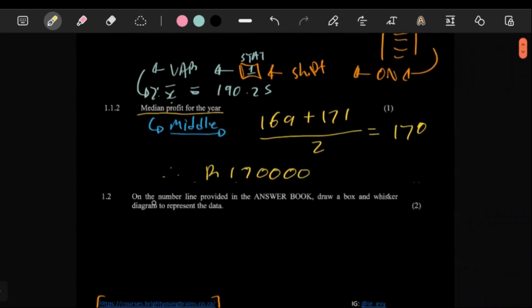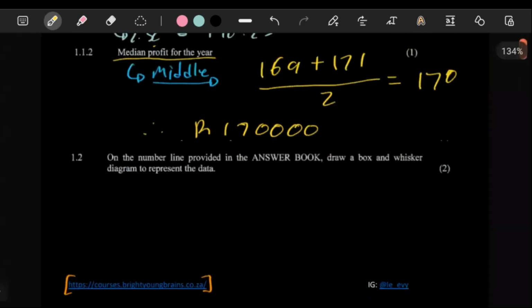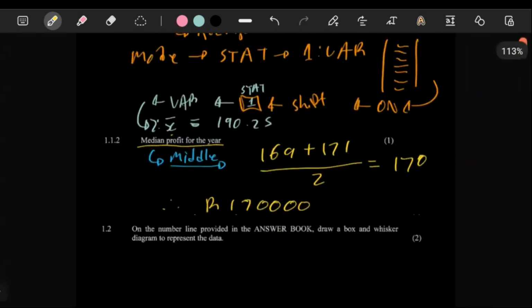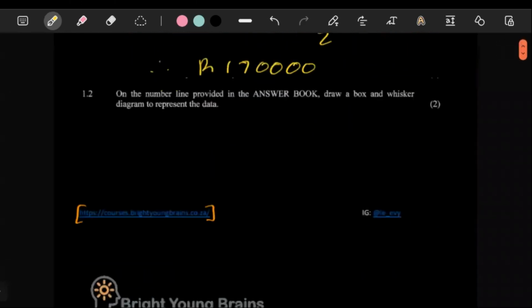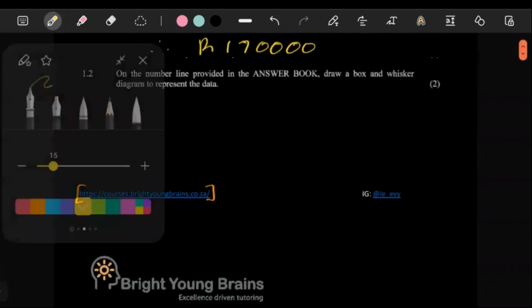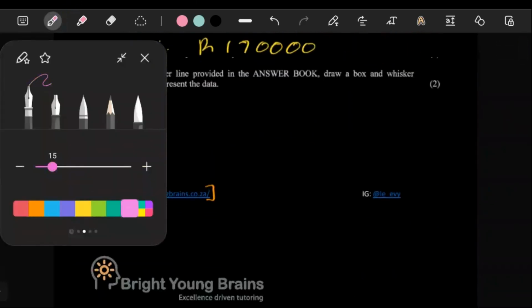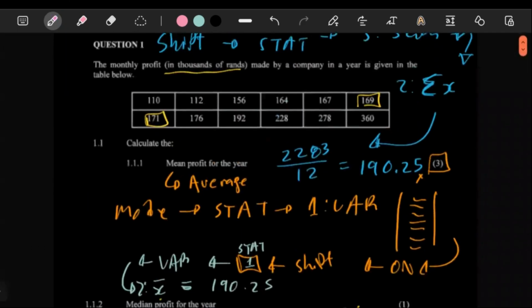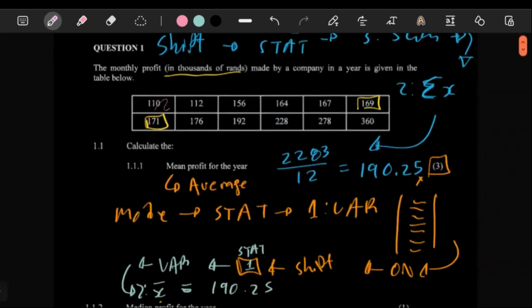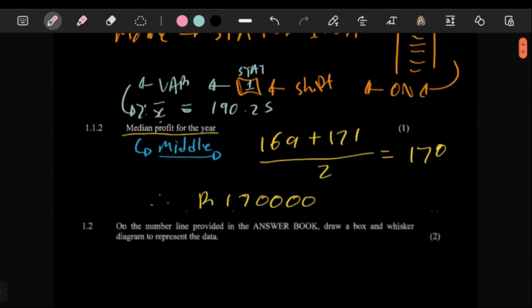For 2 marks, it says, on the number line provided in your answer book, draw a box and whisker diagram to represent the data. So when you're going to draw a box and whisker diagram, you only need 5 numbers, you see. For the box and whisker diagram, you need the 5-number summary. So you want to check the kind of data you have here. From 110 to 360, we have to be careful here.